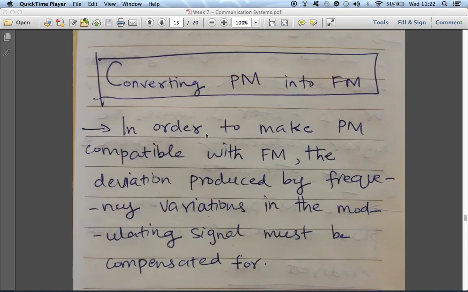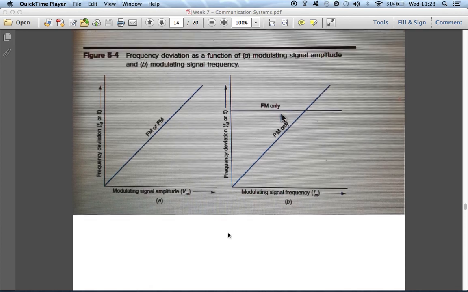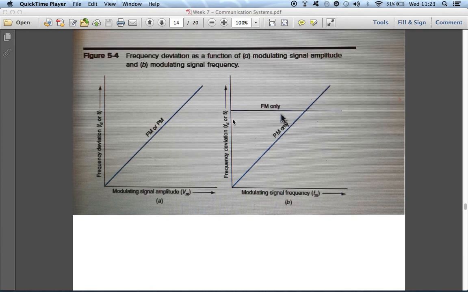Now we will see how to convert a phase modulated signal into a frequency modulated signal. For that purpose, the frequency variations in the modulated signal must be controlled. As you can see in the previous diagram, the y-axis is the frequency deviation of the carrier signal, and the x-axis is the modulating signal frequency. As the frequency of the modulating signal increases, the frequency deviation of the carrier also increases linearly for a phase modulated signal.